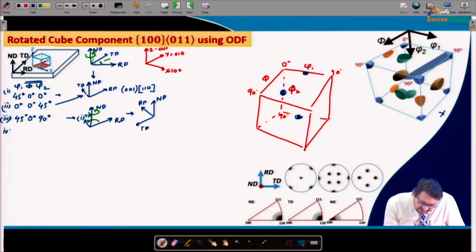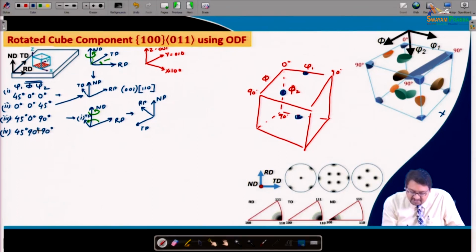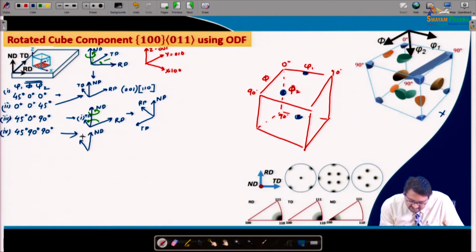Now, if we look at the fourth situation, where we rotate by 45 degrees, 90 degrees and 90 degrees, what will happen? We are taking this N d, here was the T d, and here was the R d. So, we are rotating using the right hand thumb rule about R d by 90 degrees, which will keep the R d the same, and the N d will be somewhere now like this, and the T d will go up.